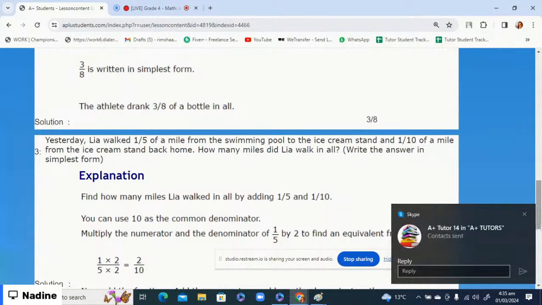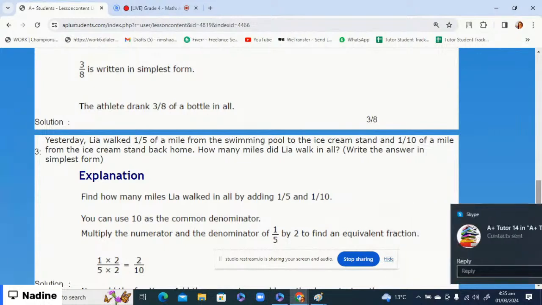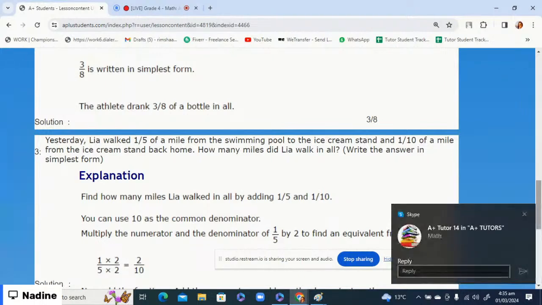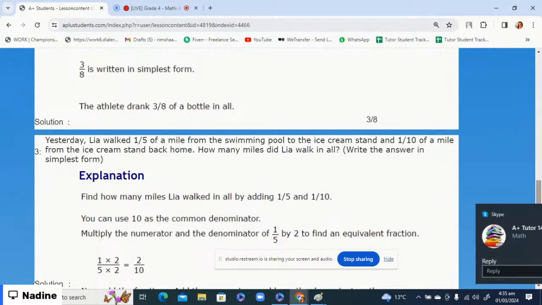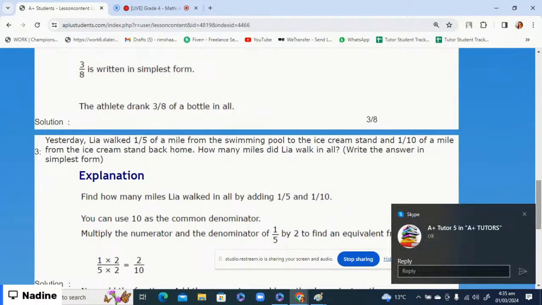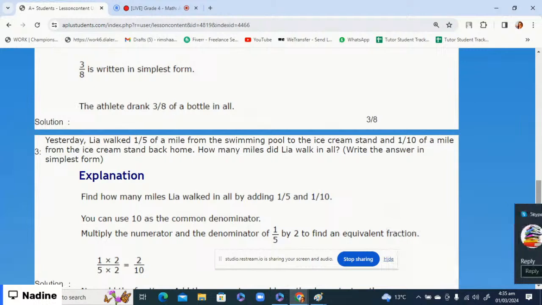Now you guys, do we add or subtract? We add or subtract because here they are saying that first she walked 1 by 5 mile from the swimming pool to the ice cream stand and then from the ice cream stand back home. And then they're saying, how many miles did Leah walk in all? If they're talking about in all, so what do we do for that? We are going to add. Okay, let's add this one.